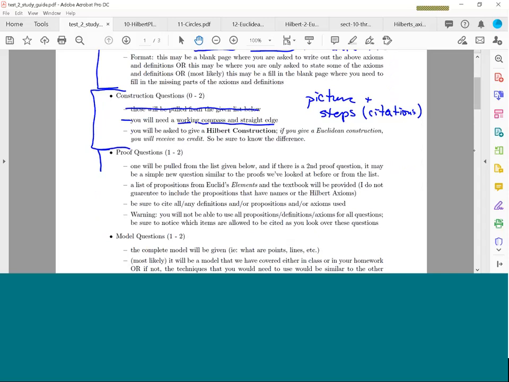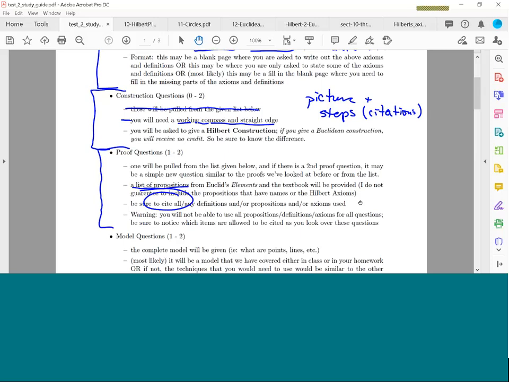Proof questions, one or two of them. In terms of what they would look like, they would look similar to the list of sample proofs that I provided at the last page. More about that when we get there. And we mentioned this a little bit ago, but I'll go ahead and provide a list of all the propositions. And just like normal, you'll want to make sure that you cite anything you use.